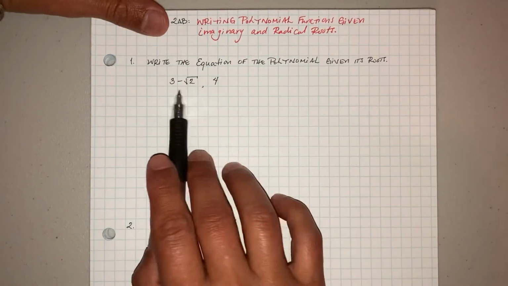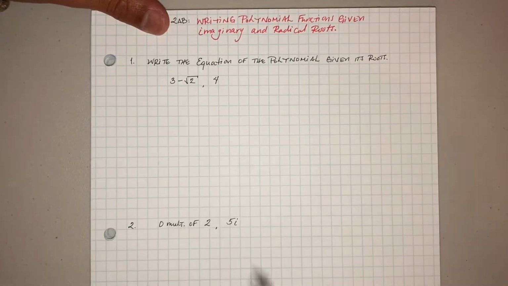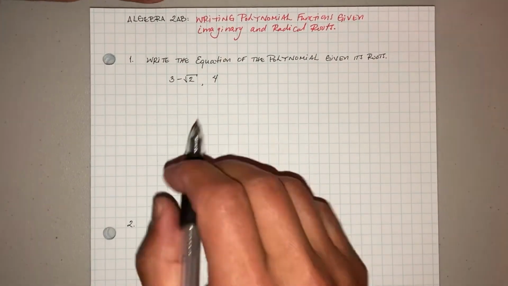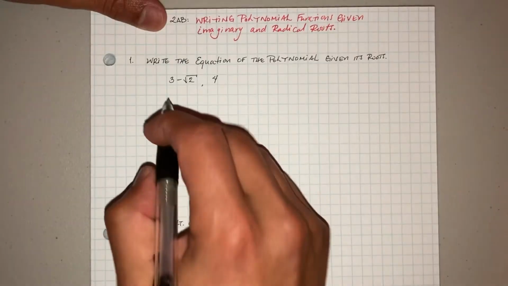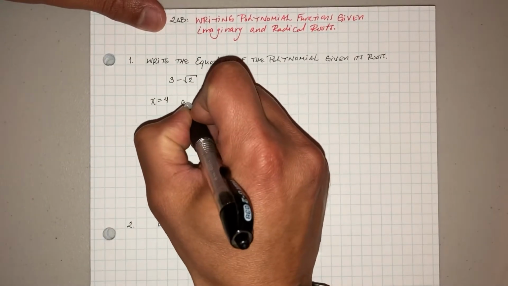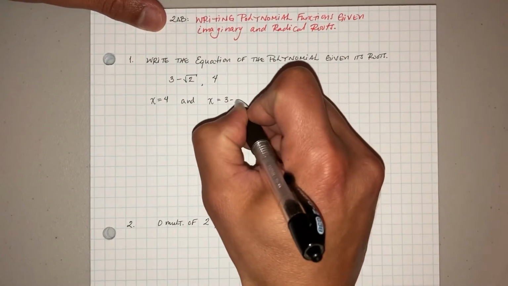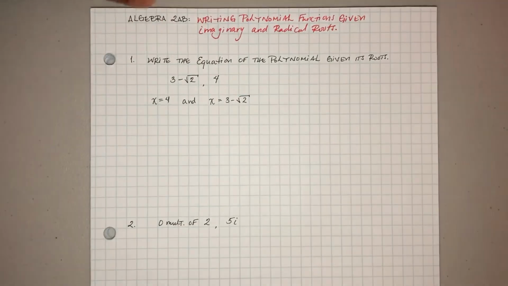So remember, this is what they're going to give you, okay? And they don't tell me the multiplicity, so this is all the roots. Now this guy is easy, all right? So what you want to do is, this is the root, so that means x is equal to 4 and x is equal to 3 minus radical 2.